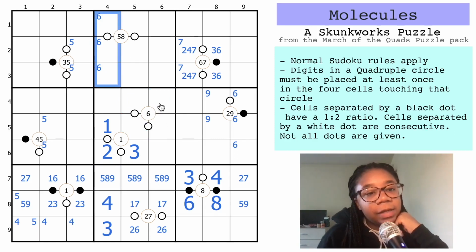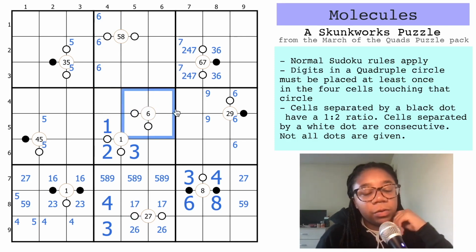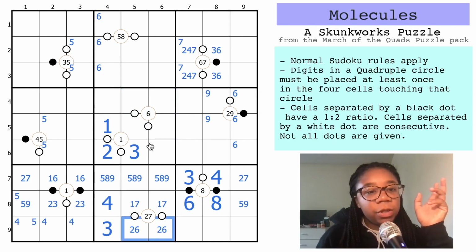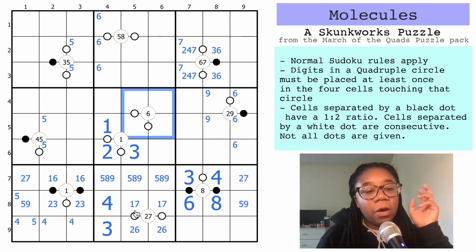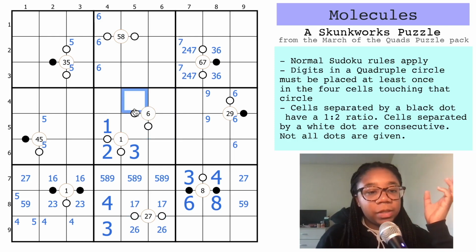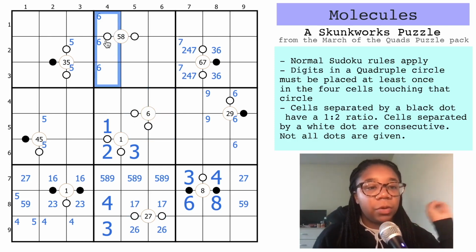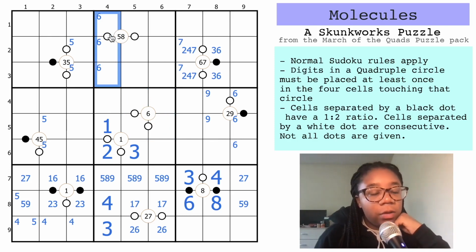Another way to look at that is the 6s in this quad and this pair are kind of boxing each other out in a virtual X-wing sort of situation. So they actually cover all of the places where 6 could be in these 2 columns. So that means that 6 is pushed to be in column 4.